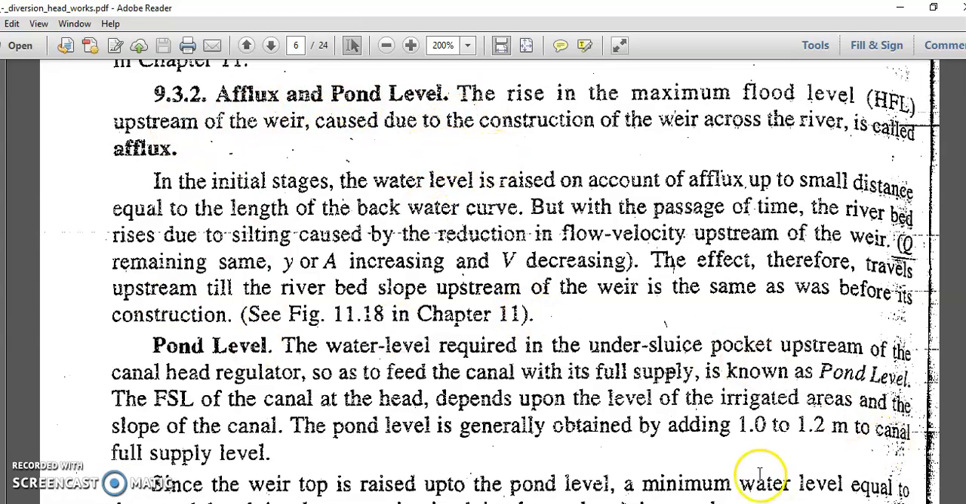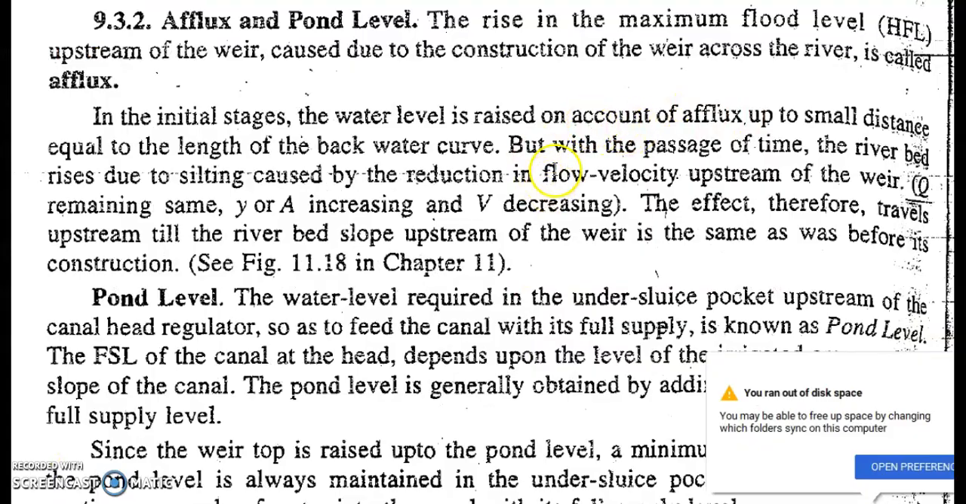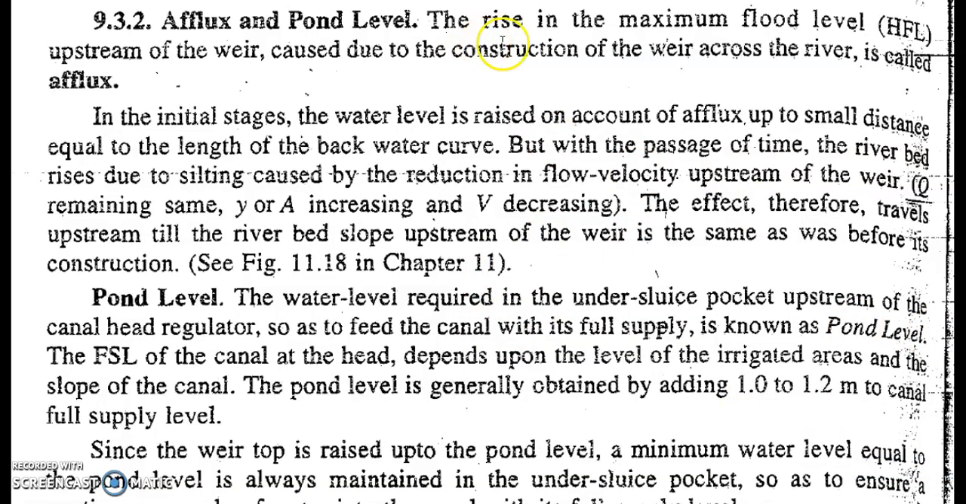You just pause your video and read this article. In this article we will discuss what afflux is and how it is affected. The rise in maximum flood level upstream of the weir, caused due to the construction of the weir across the river, is called afflux. So the high flood level will increase due to the construction of the weir. How much it is raised is the afflux.